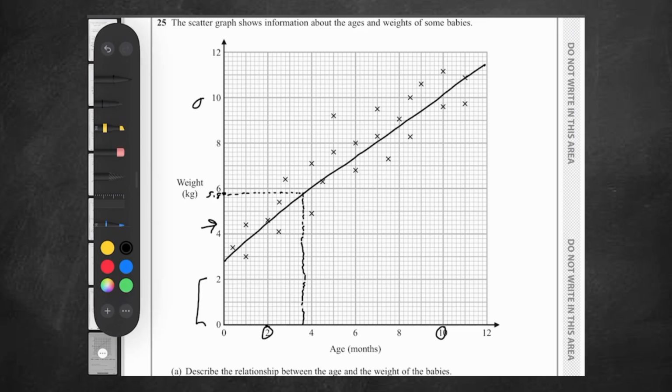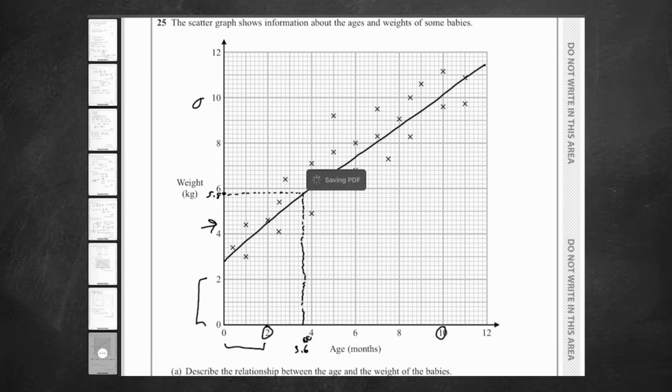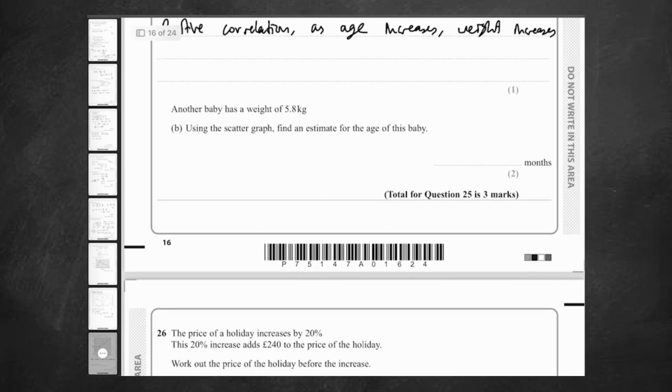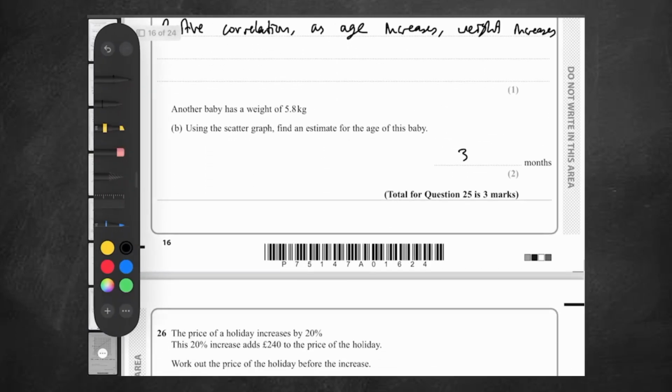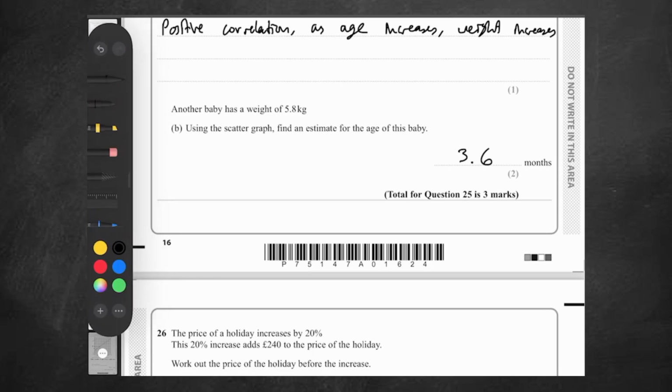Similarly here, it is 2 for 10 squares, so each square is 0.2. So if we count back from the 4, 3.8, 3.6 months is our estimate. 3.6 months.